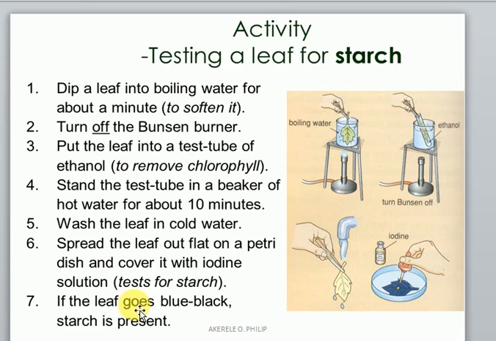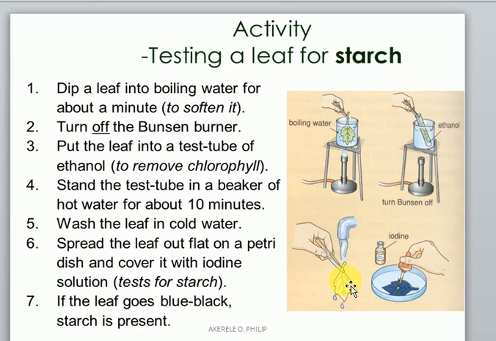The first thing you do is boil the leaf to kill the leaf. After boiling the leaf, we take it out, it cools down, and that same leaf will be put into a test tube that contains ethanol. That ethanol will now be put in a water bath. When we boil that water bath, the leaf becomes decolorized. The reason why we don't put ethanol directly on the Bunsen burner is because it is flammable. It will explode.